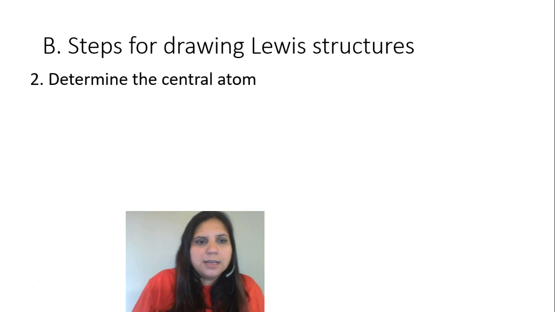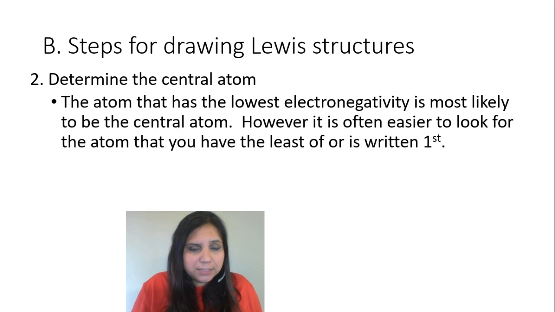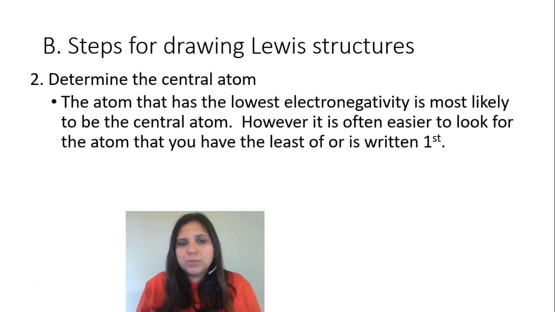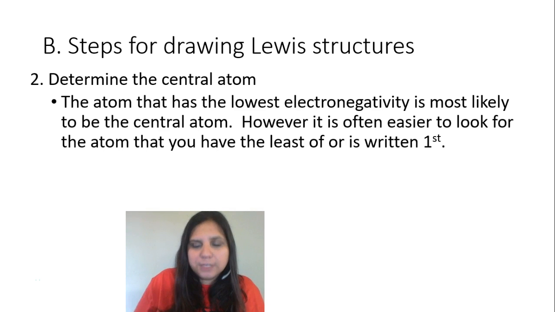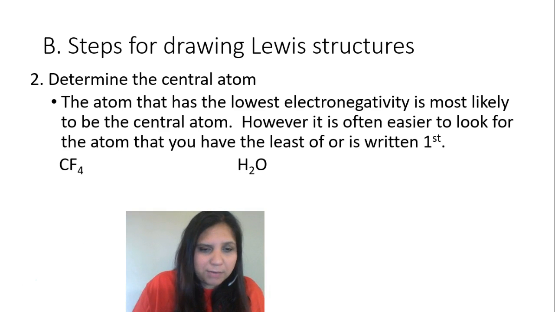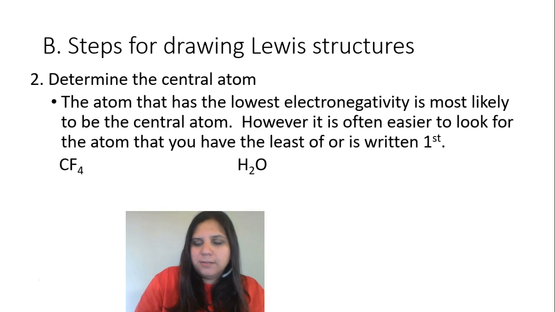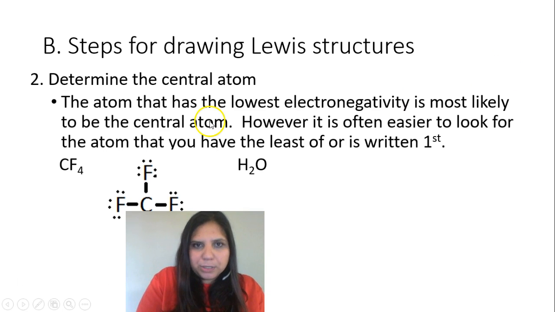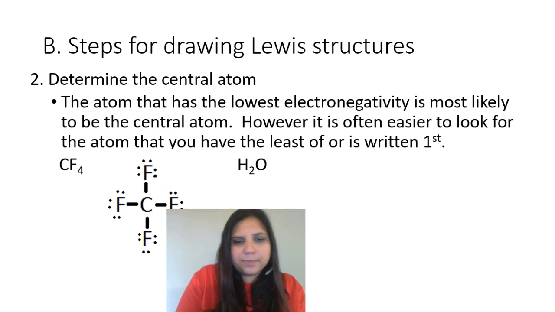All right, next step. Figure out which atom you're going to put in the middle. Base it on electronegativity. Most of the time it's written in that order, where we write the least electronegative atom first, and you kind of have to make sense of what you have. For example, I have CF4. It makes sense that I have 1 carbon and 4 fluorines around it. Remember, you don't have to draw these.